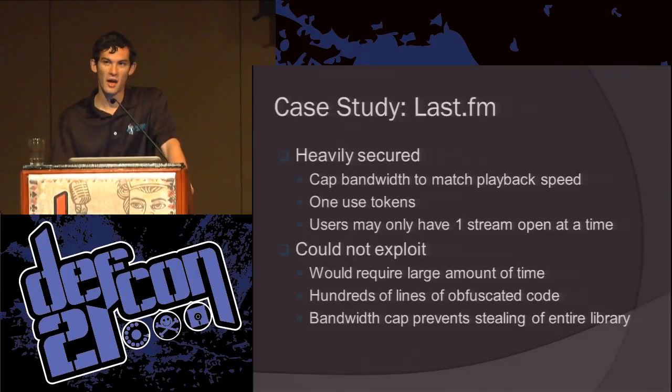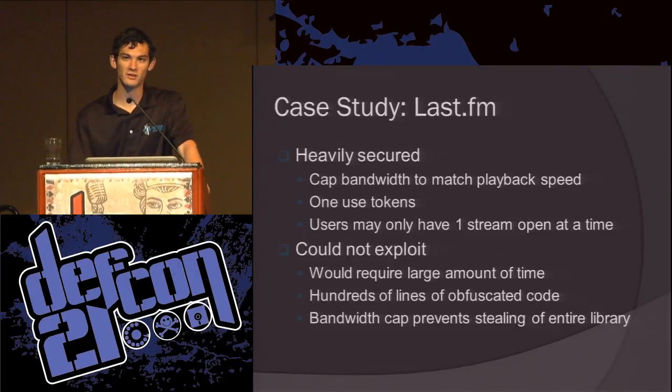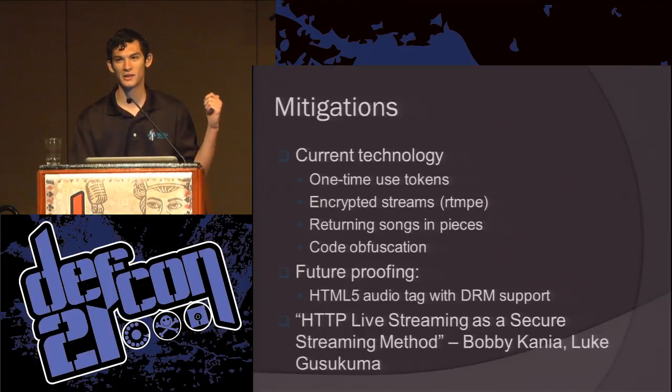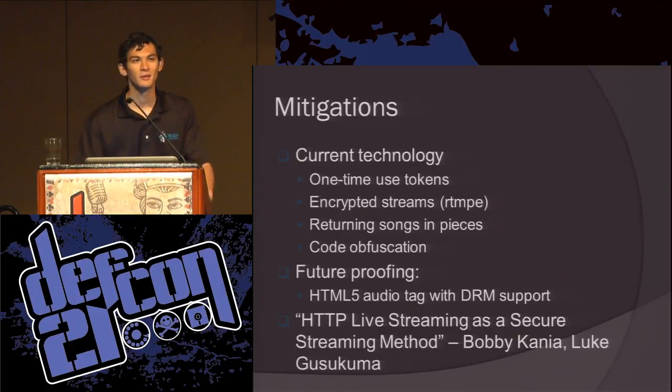And I couldn't exploit this. And if you wanted to, it would take a huge amount of time. It really wouldn't be worth it. They have hundreds of lines of obfuscated code, and the bandwidth cap makes it so you can't really feasibly take all the music. So, some mitigations. Using current technology, the one-time use tokens are definitely the best way to prevent people from, like I showed you before, right-clicking and opening a new tab and then saving it, because the second request won't work.